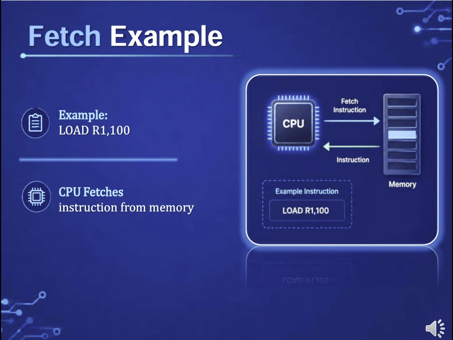Let's look at an example. Suppose the instruction stored in memory is load R1 100. The word load tells the CPU that it needs to copy data. R1 represents a CPU register and the number 100 represents a memory location. During the fetch stage, the CPU retrieves this instruction from memory. The instruction is then ready for decoding so that the CPU can understand exactly what needs to happen. This example shows how instructions move from memory into the processor.